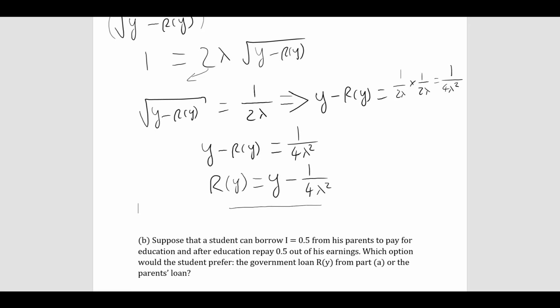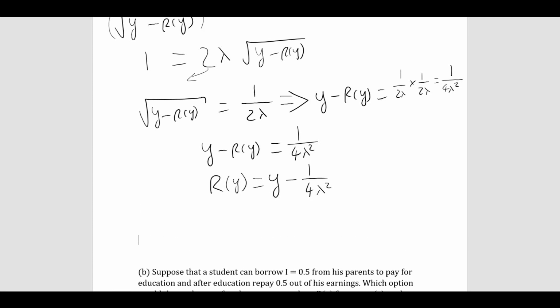Now we're not actually finished. We need to put this into the side constraint, because I don't want this lambda here. I just want my contract to depend upon y. I want the government debt contract to depend entirely upon the student's earnings. This is how we do student debt, at least in the UK.